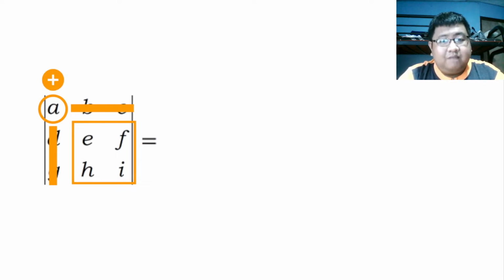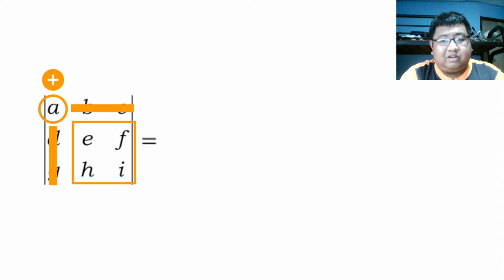It goes like this. You have the A outside, and the E, F, H, and I we have left out will comprise the small 2 by 2 determinant. So you have A times the 2 by 2 determinant of E, F, and H, I. So that's the first term. And remember, as I mentioned earlier, as we applied it in the 2 by 2 determinant, the first term is positive.